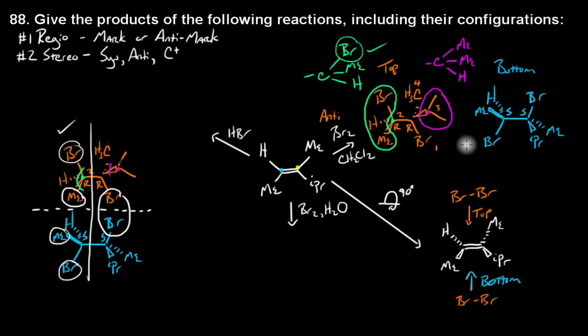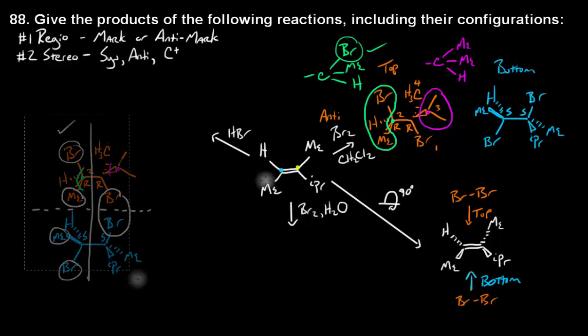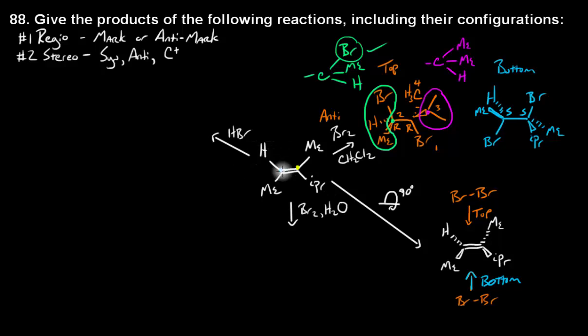So what you get from the Br2 addition is not just one stereochemical product. You get two stereochemical products that are going to be enantiomers of each other. Okay, so that's one thing to take away from that. Okay, so let's move on to the next one. The next thing we're going to play around with is the HBr addition.